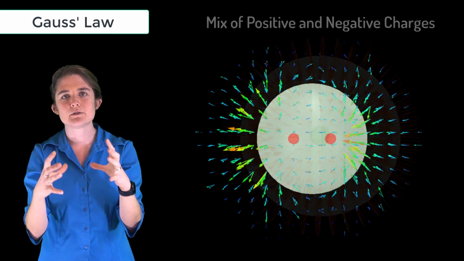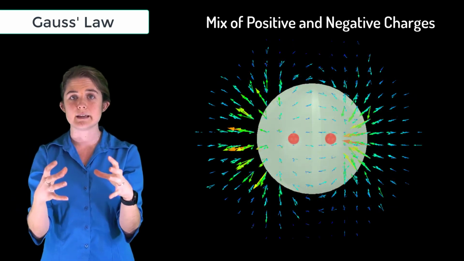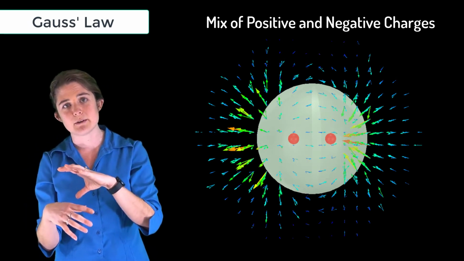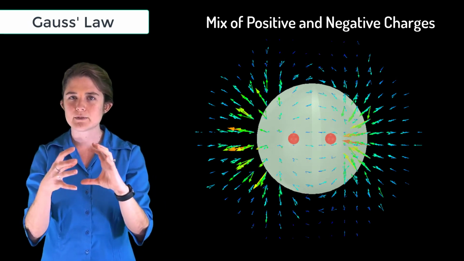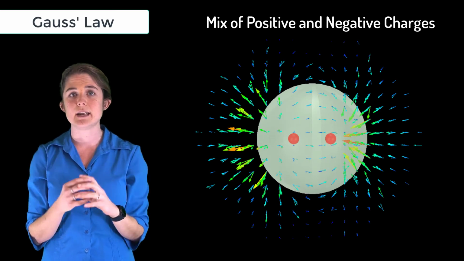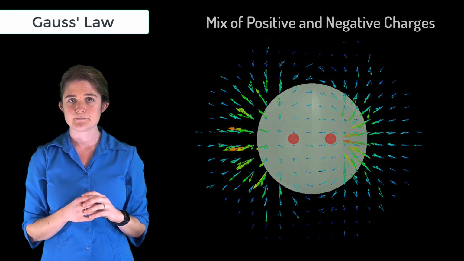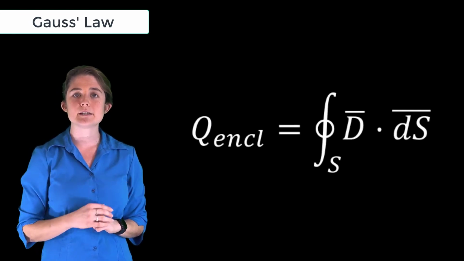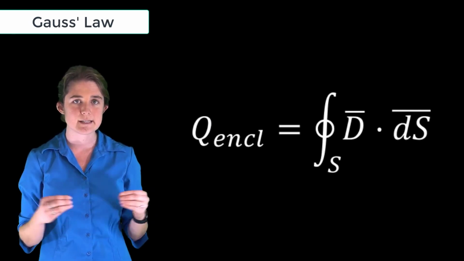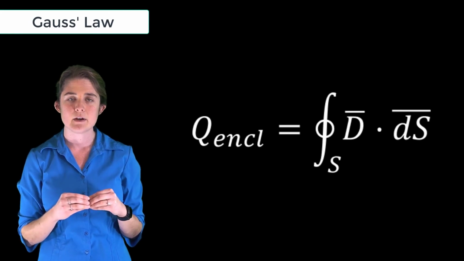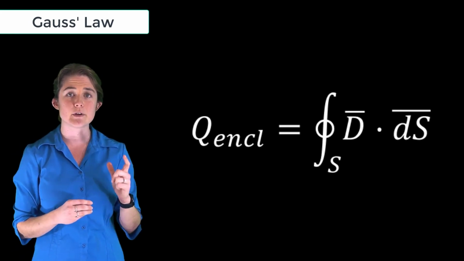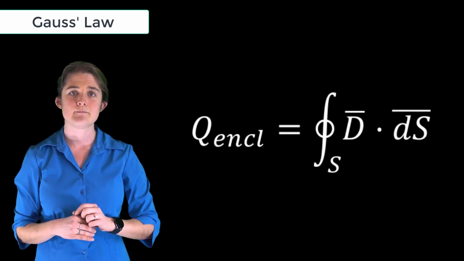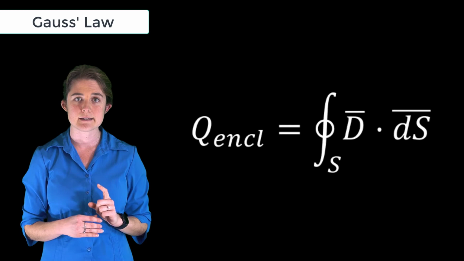And if the sphere encloses a collection of positive and negative charges, some of the inward pointing vectors will cancel with outward pointing vectors, but the total vector flux through the surface will indicate the net charge enclosed by the sphere. This is the equation for Gauss's law. The quantity on the left is Q enclosed, the charge that exists inside the closed surface. On the right, you have the integral over the closed surface of the electric flux density going through the surface, indicated by D dot dS.